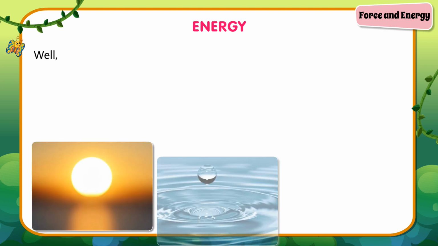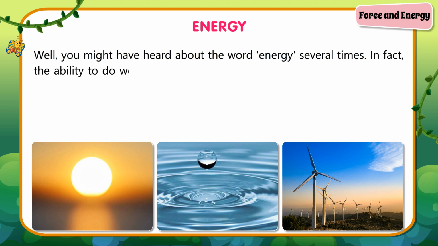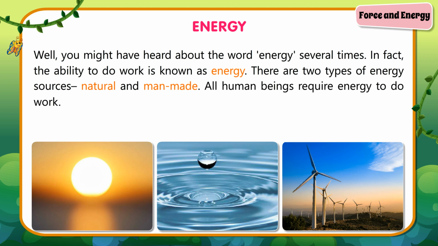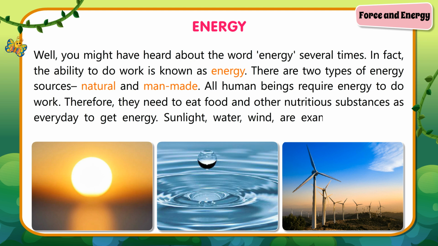Energy. Well, you might have heard the word energy several times. In fact, the ability to do work is known as energy. There are 2 types of energy sources: natural and man-made. All human beings require energy to do work. Therefore, they need to eat food and other nutritious substances every day to get energy. Sunlight, water, wind are examples of natural sources of energy.